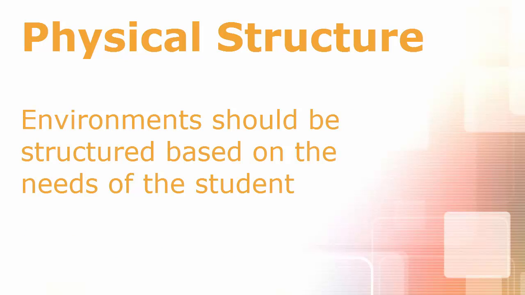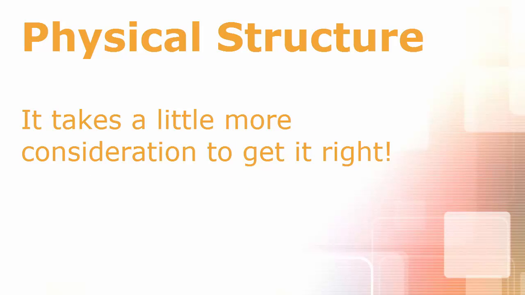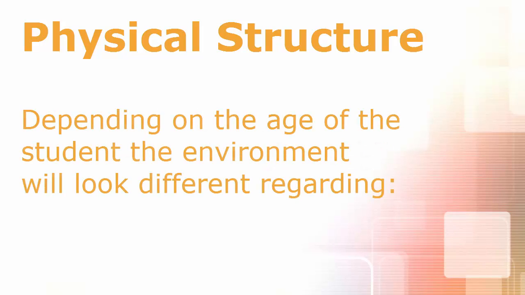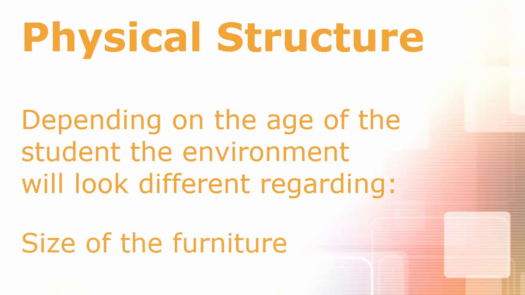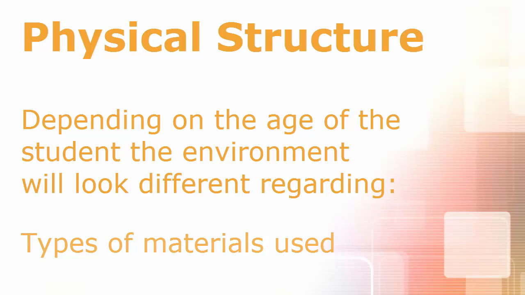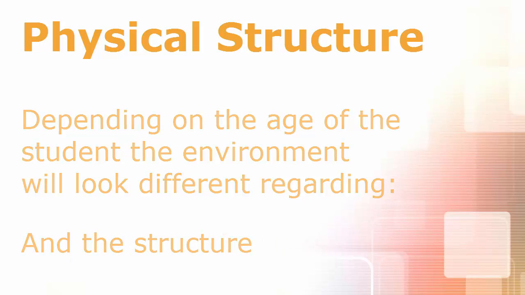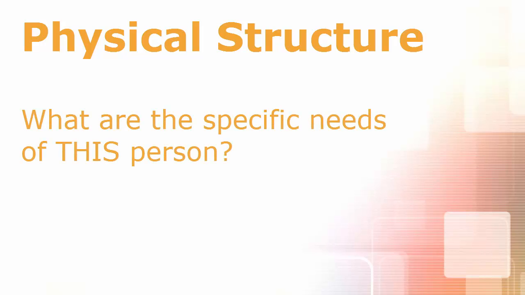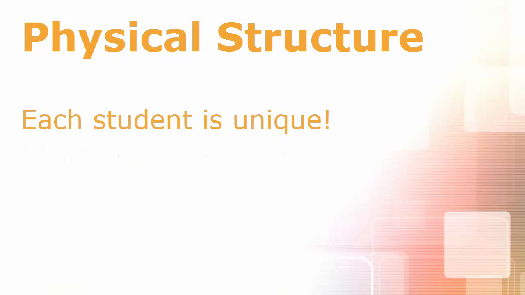Environments should be structured based on the needs of the student. Structuring the environment is not as easy as just placing things in a neat and organized way. It takes a little more consideration to get it right. Depending on the age of the student, the environment will look different regarding the size of the furniture, types of materials used, and the structure implemented. First, and most importantly, ask, what are the specific needs of this person? Each student is unique and will require individualization.